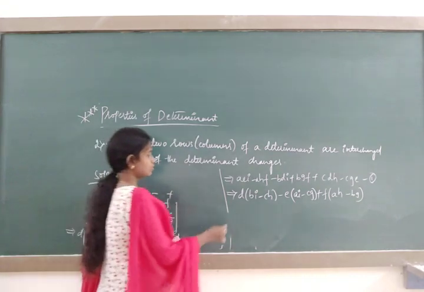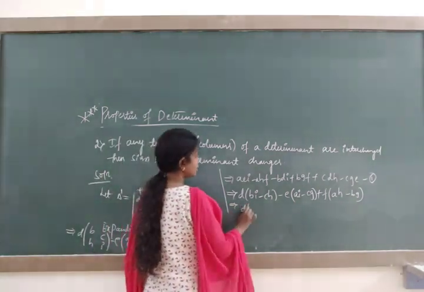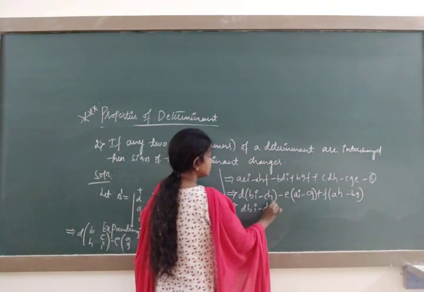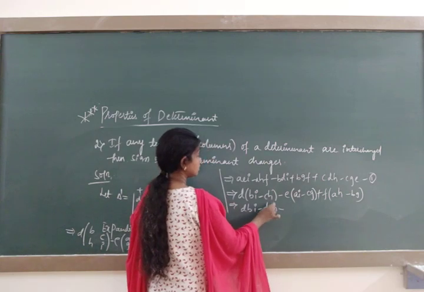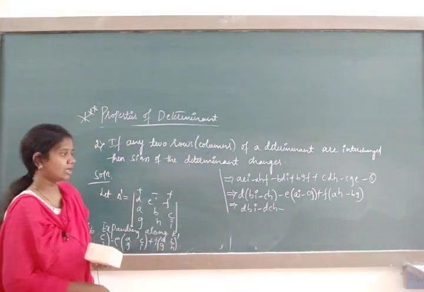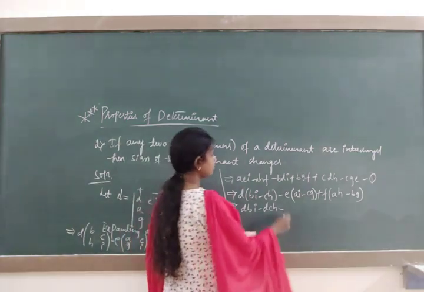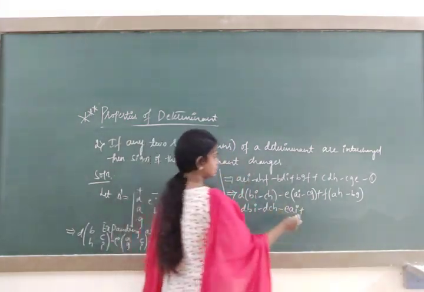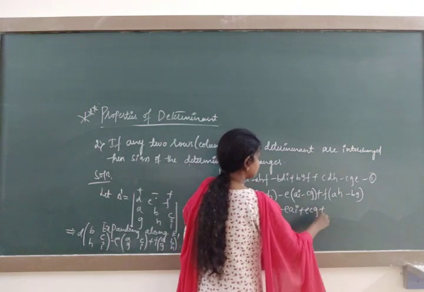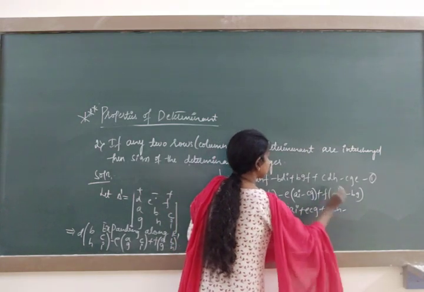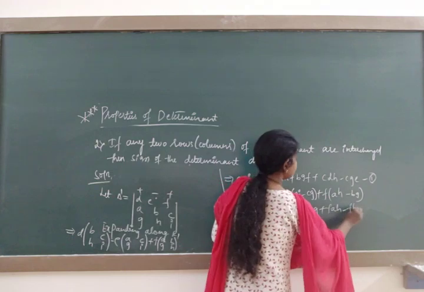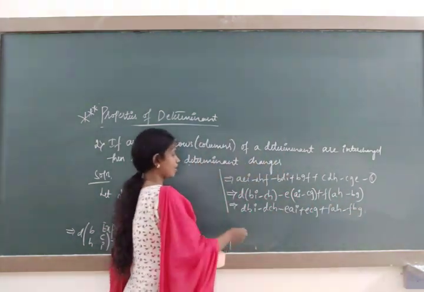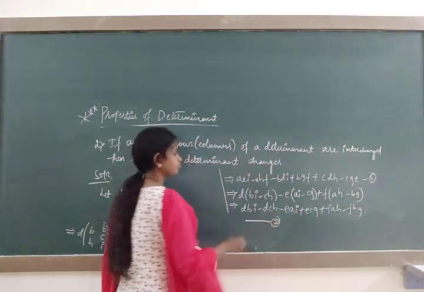So now you just multiply D inside. What you are going to get? DBI minus DCH, minus EAI, or you can write AEI, anything. Minus into minus plus, this will be ECG plus FAH minus FBG. Now I will call this one equation 2.